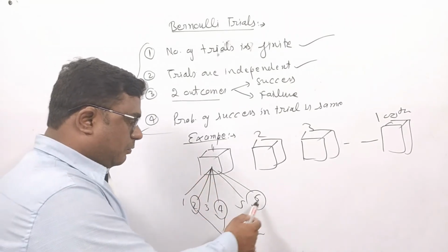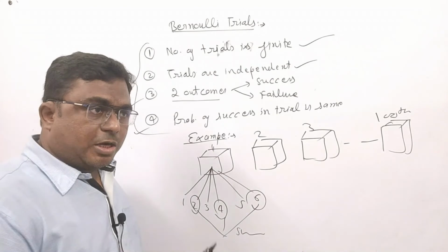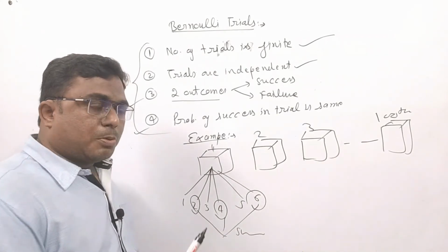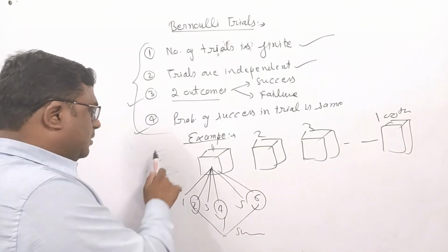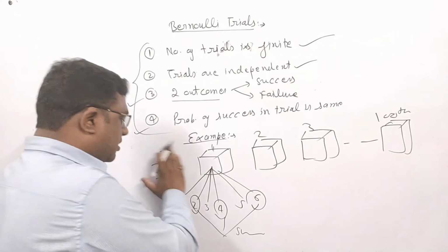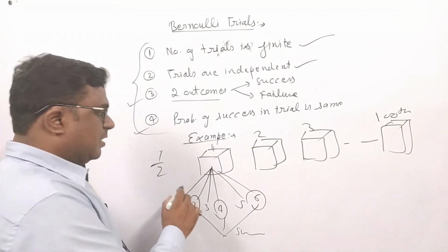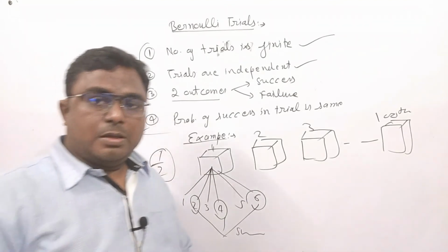Die has 6 outcomes, in which 2, 4, 6 are even outcomes. So what is the probability of getting an even number? 3 by 6. It means 1 by 2. So the probability of getting an even number is 1 by 2. It means the probability of getting success is 1 by 2. So in this trial, the probability of success is 1 by 2.